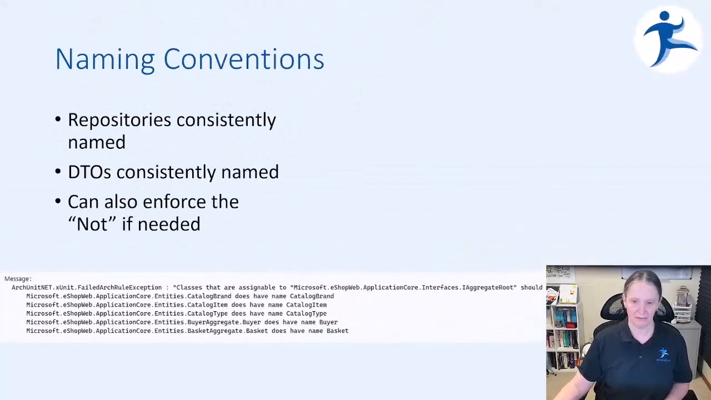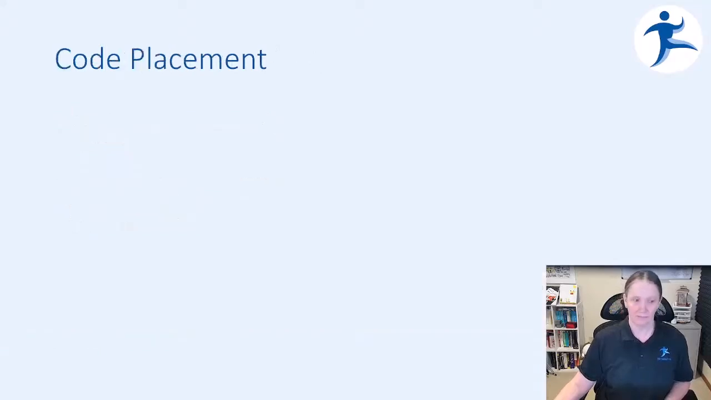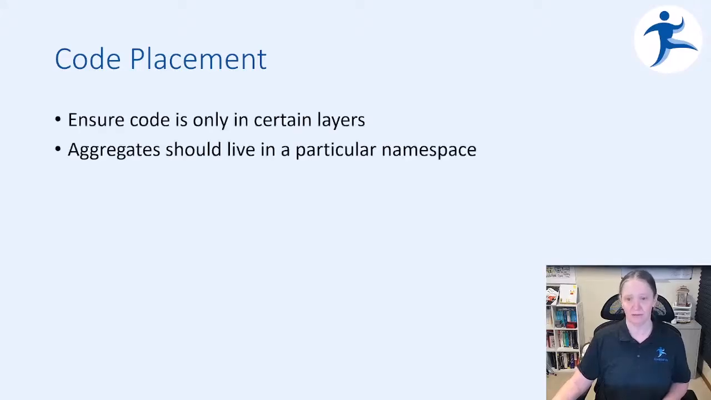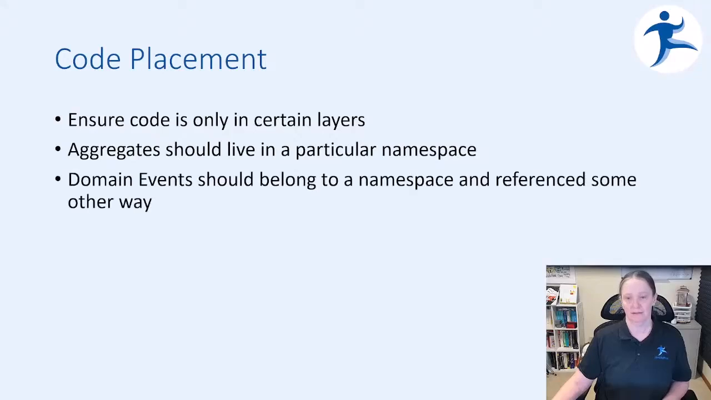So again, you can do naming conventions like that. You can do code placement as well. So if you want to say that my entities all live in core, they should not live elsewhere. Or you want to say something like all interfaces need to live in core and should not be elsewhere. Things like that you can do. Again, you could say that they live in a certain layer. You can get all the way down into the namespace. You could say that they belong in a namespace but reference some other way.